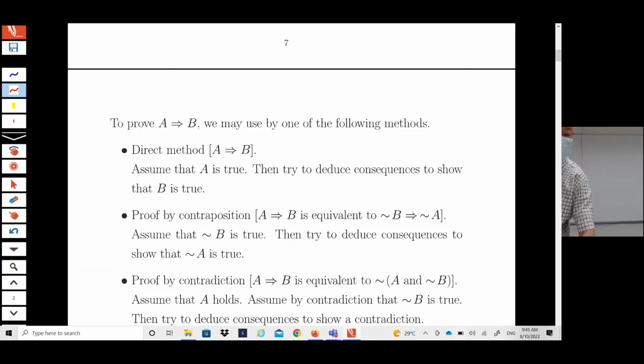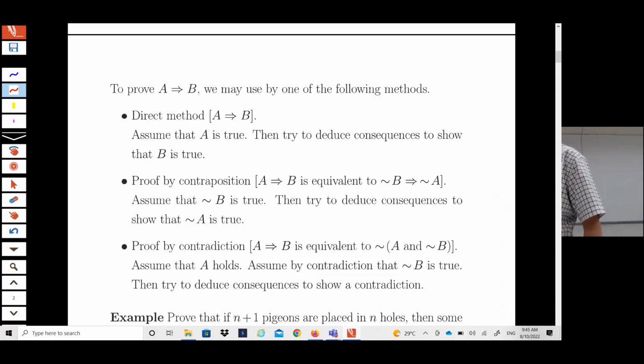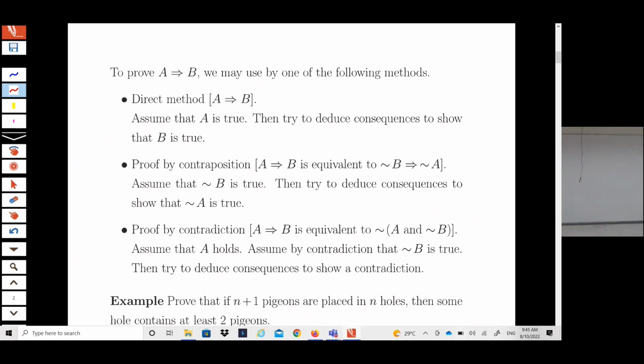And the last one that I will mention here is what we call contradiction. Contradiction is not the same as contraposition, right? In proof by contradiction, we know that A implies B is also equivalent to the negation of A and not B. So from this, we assume that A is true, and at the same time, by contradiction, we also assume that not B is true. So now we make assumptions on the two statements, on A and not B.